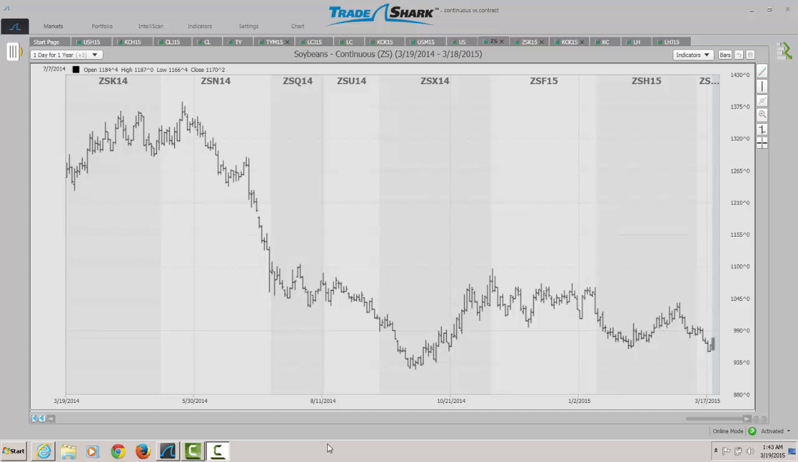TradeShark offers continuous futures prices for every futures market. Here we have an example of a continuous futures chart for the soybean market. As its name implies, this type of chart is constructed by linking together successive contracts. So for example, here we start out with May, we go then to July, then to August, and so forth, moving through time, creating one continuous price series.